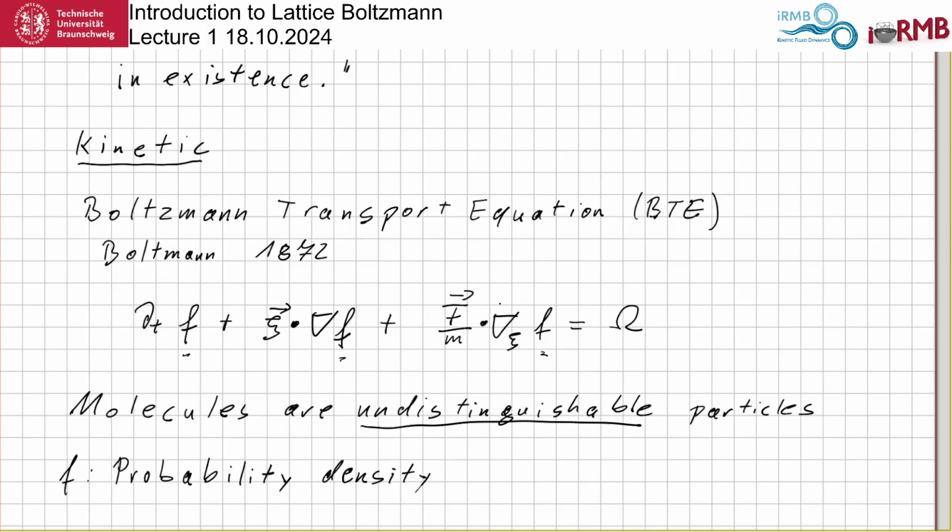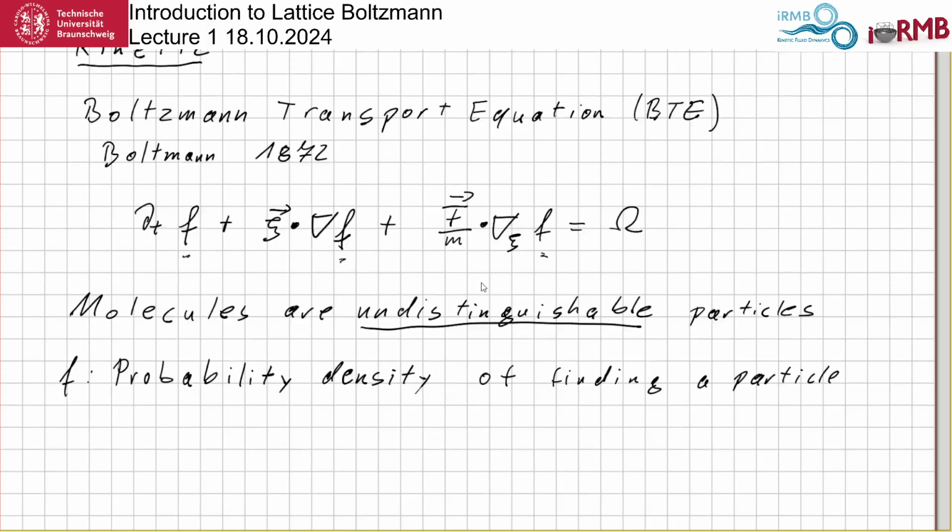So the probability density of finding a particle. Now particles are not located in seats, but they are in a so-called state space, and the state space is 7-dimensional. Okay, now the state space is only 6-dimensional, but the phase space is 7-dimensional because it also includes the time. So phase space.